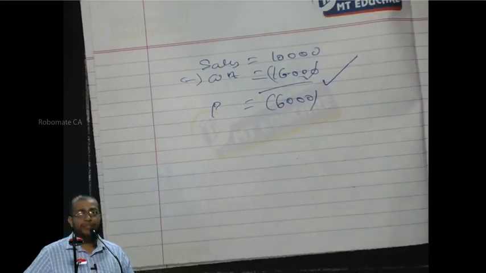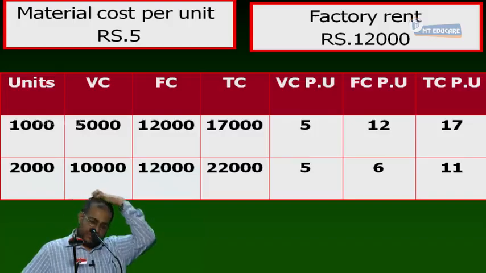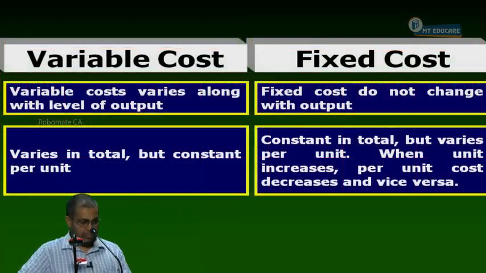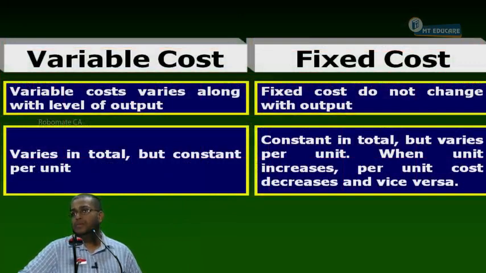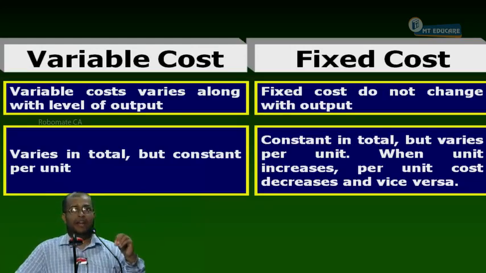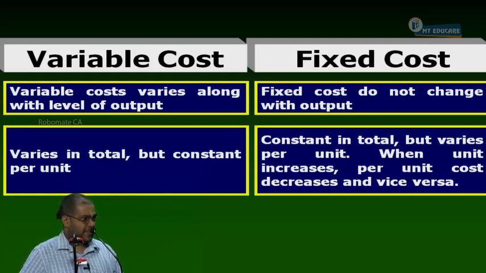Okay? Now. Variable and fixed cost. Finish copying, huh? Okay. Now, we can continue this discussion in the next class.